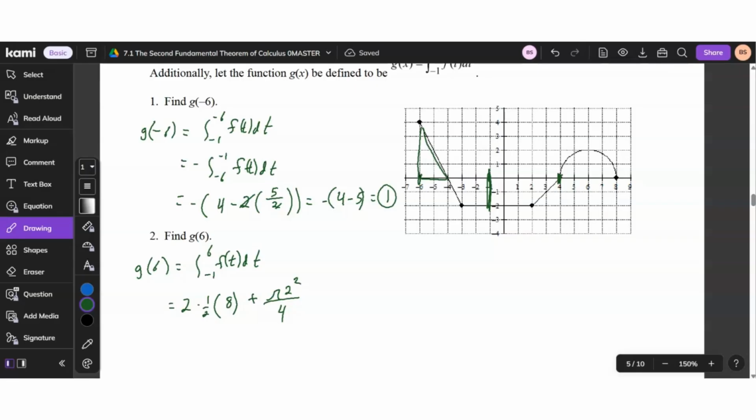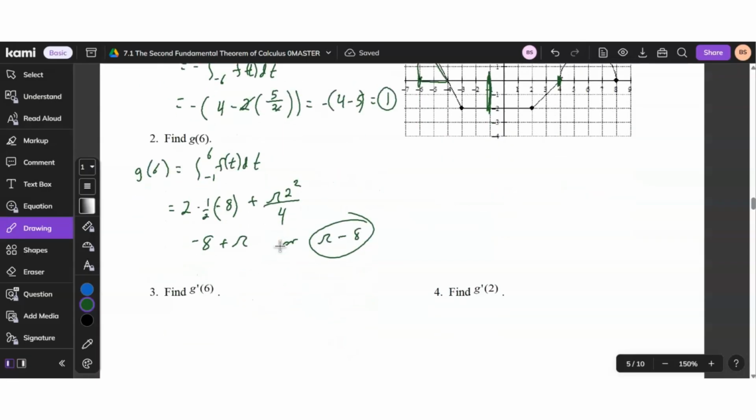But I didn't think about this. This is in the bottom here, right? So this actually should have been negative. So this should be negative 8 plus 4 over 4 goes away. It just becomes 1. So it should be this. Or if you prefer, pi minus 8. What I missed there was that negative because it's below the x-axis. So even though this was looking like it was going to be positive 8, if it's below, it needs to be made negative.